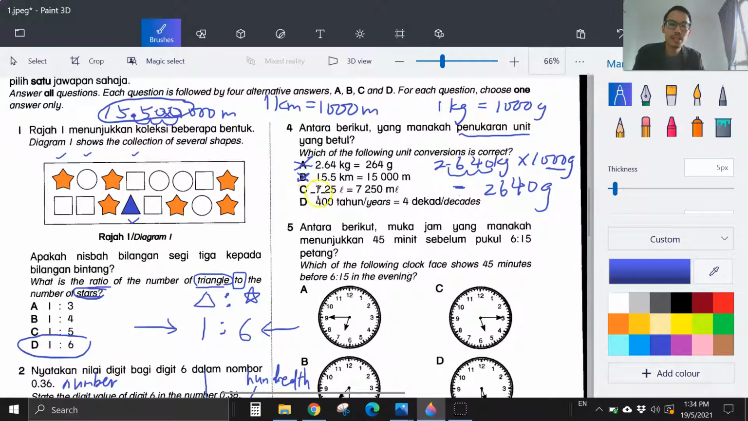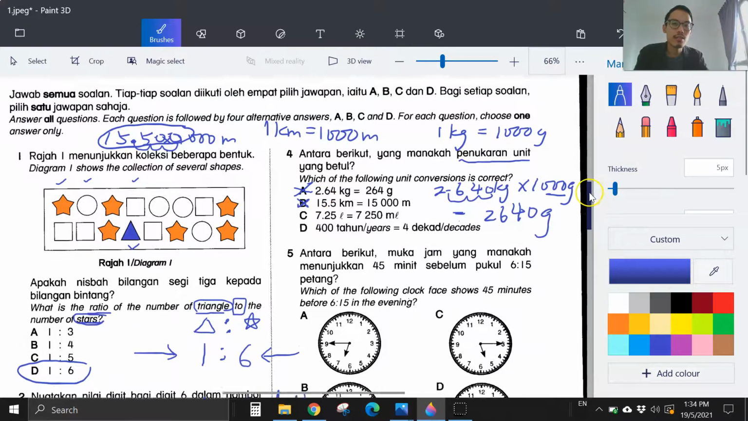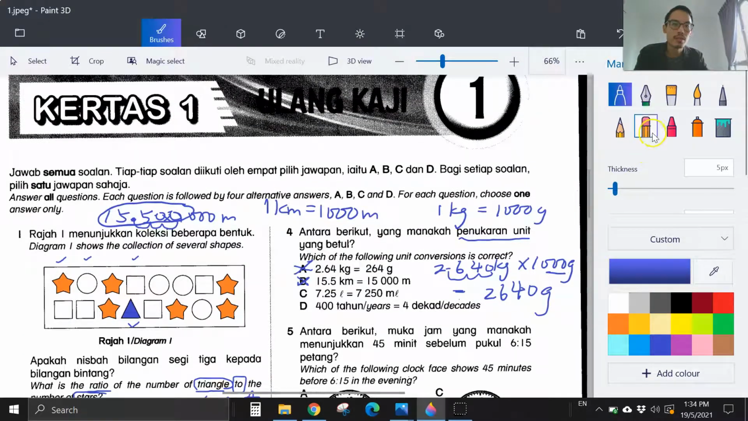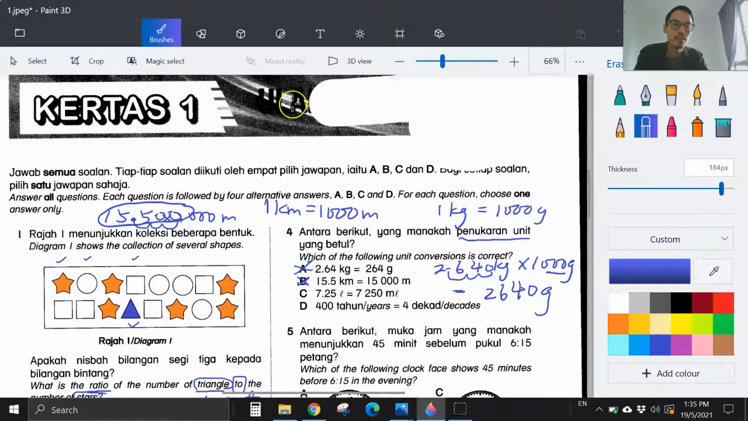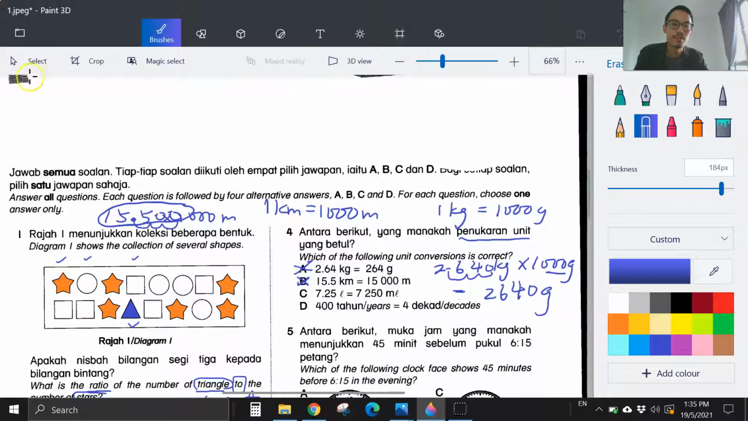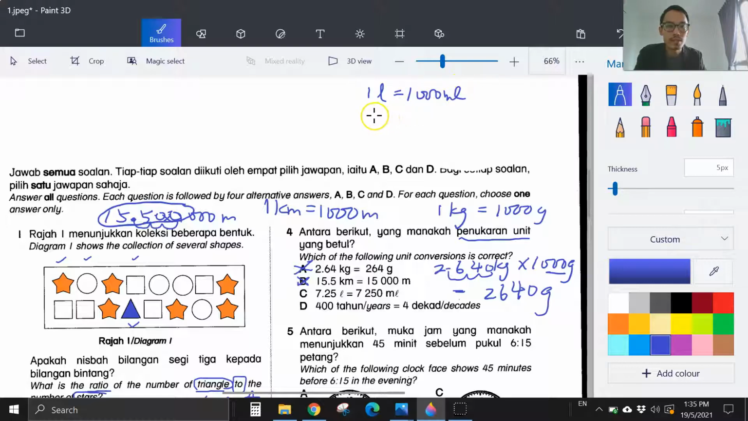C, a liter is 1000 ml. Let me clean some space here. A liter is 1000 ml. Now C is 7.25 liters. So you times 1000. Again, you move 3 times to the right: 1, 2, 3. Add a 0. So it should be 7,250 ml, which is correct. So your answer is C.